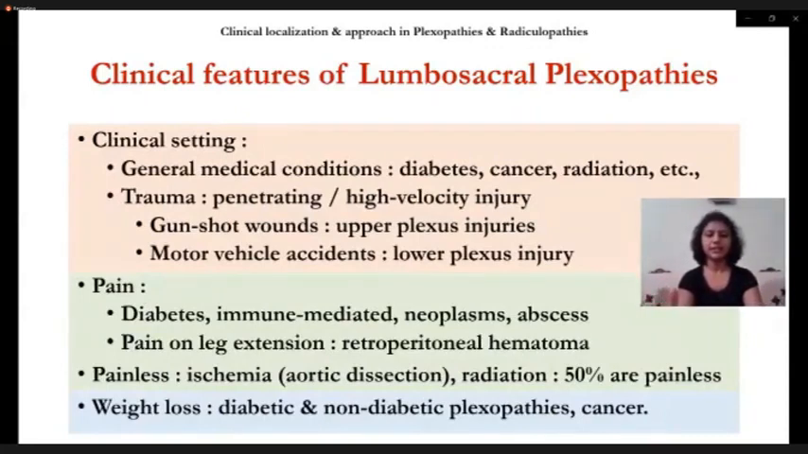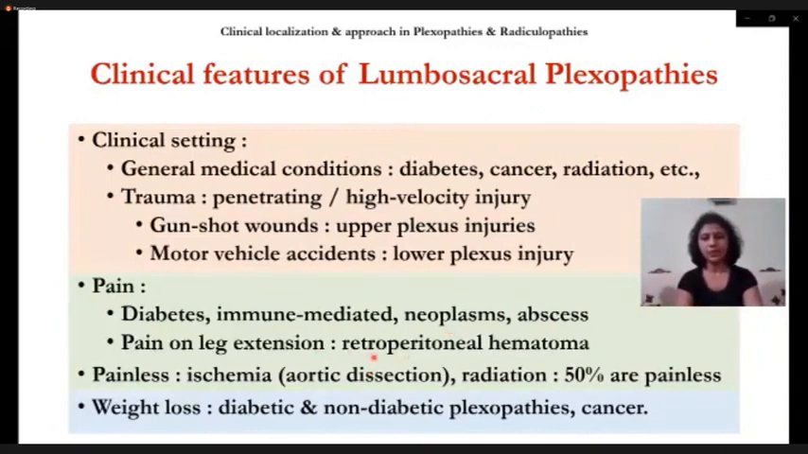The clinical setting in which the deficits occur gives a straightforward clue for their etiology. In case of traumatic injuries, gunshot wounds predominantly affect the upper plexus, while the lower plexus is more commonly involved in case of motor vehicular accidents. Most of the etiologies of lumbosacral plexopathies cause painful plexopathies. In the case of diabetes, the pain is sharp or burning in quality, while in the case of neoplasms, the pain is dull, achy, and poorly localized. Sometimes it may even be radicular and mimic a radiculopathy. If the iliopsoas is infiltrated, the patient may report difficulty in lying down supine with the affected leg extended.